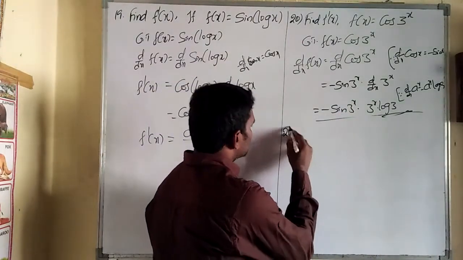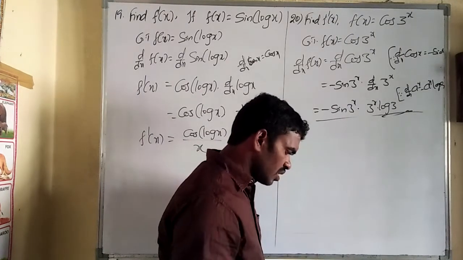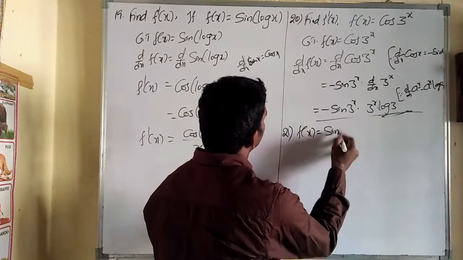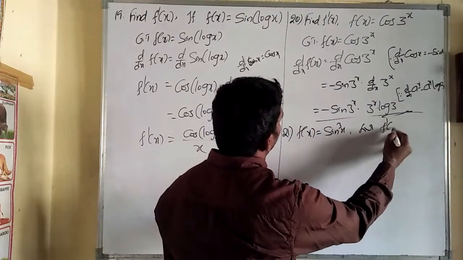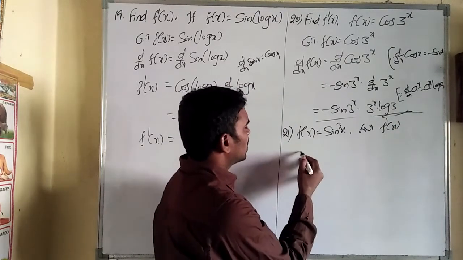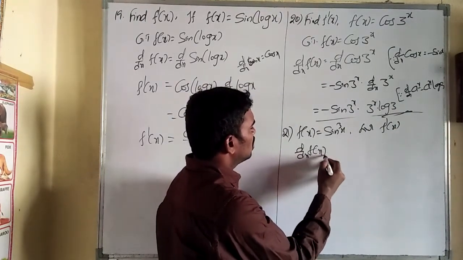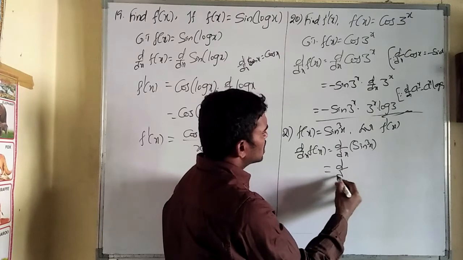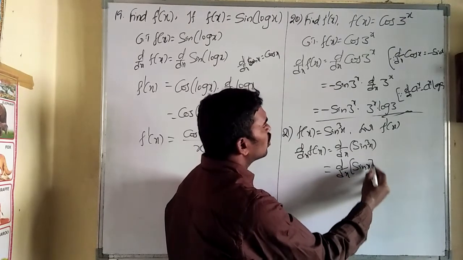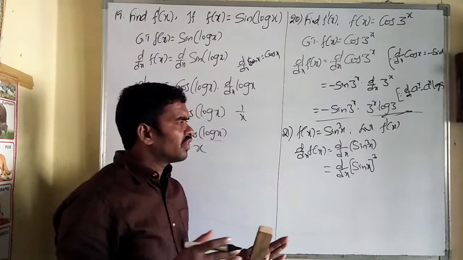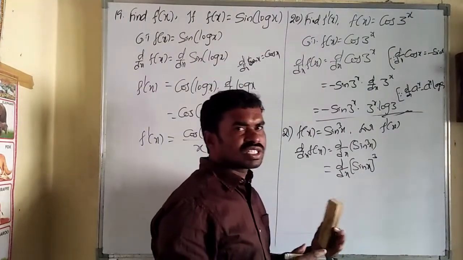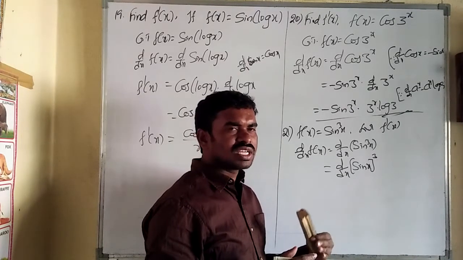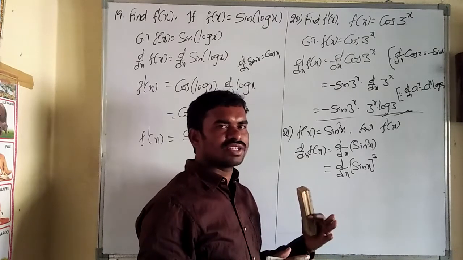Next, question 21: if f of x is equal to sin cube x, find f dash of x. How to solve this? Same, first write down what is given. Next, d by dx of f of x is equal to d by dx of sin cube x. See here, this sin cube x we can write as sin x whole cube. In trigonometric ratios we can apply this: sin square means sin x whole square, sin cube x means sin x whole cube, sin 4x means sin x whole power 4. Not only for sin, but also cos, tan, sec, and so on.